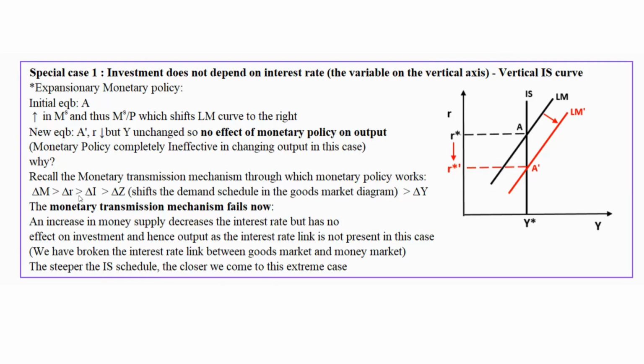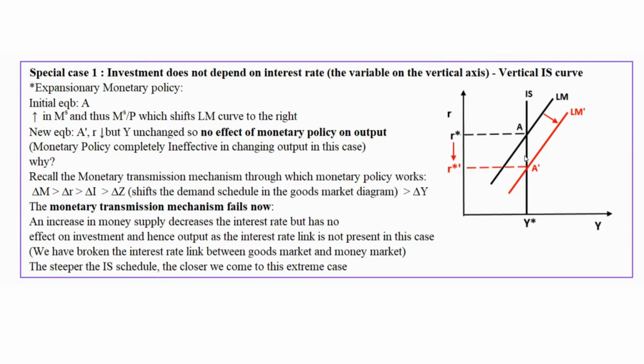But the next link is no longer present in this case because investment does not depend upon interest rates. So this change in R will not translate to a change in I. So the monetary transmission mechanism fails now. This link is broken. Money supply change still changes R, but the change in R does not change I. So we have broken the interest rate link between the goods market and the money market.